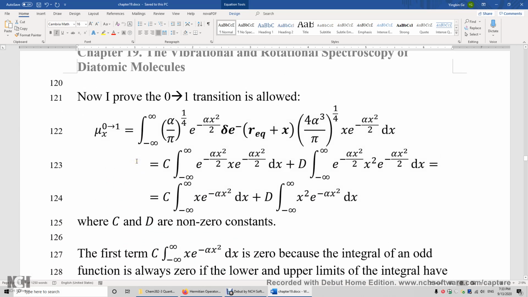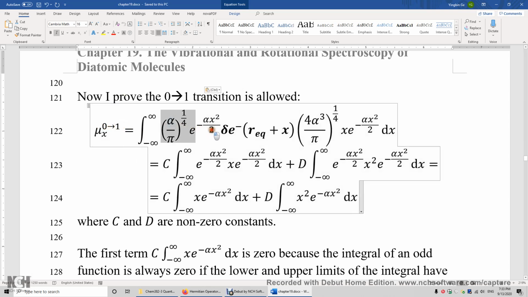We just proved that the transition dipole moment for the 0 to 2 transition is 0. Therefore, its squared modulus is 0. And we conclude this 0 to 2 transition is forbidden. Now let's look at 0 to 1 transition. So this is the transition dipole moment.